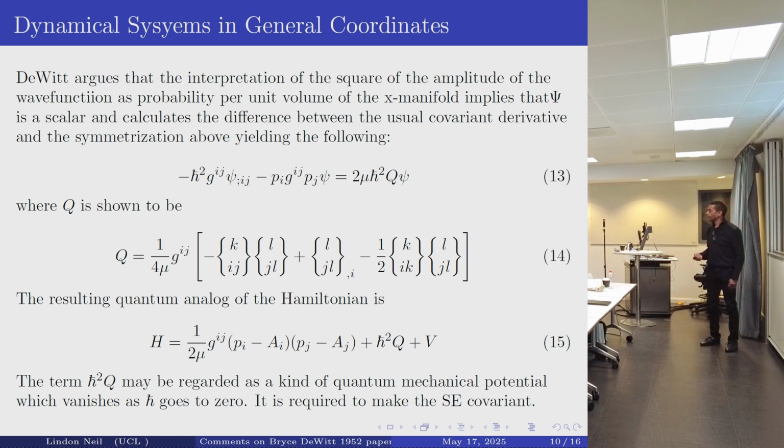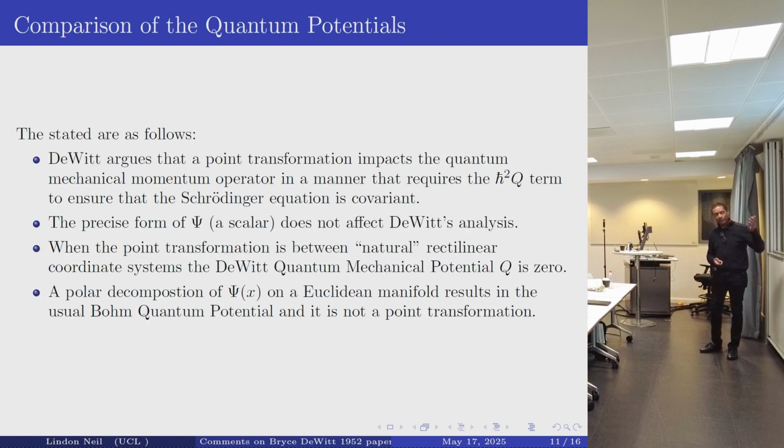I was wondering, the other day we were talking to Peter about how the quantum potential arises naturally in polar coordinates, but not so naturally in other cases. So is this sort of having... No, what you can see is that effectively it is a different quantum potential. It's not the same as Bohm's quantum potential.